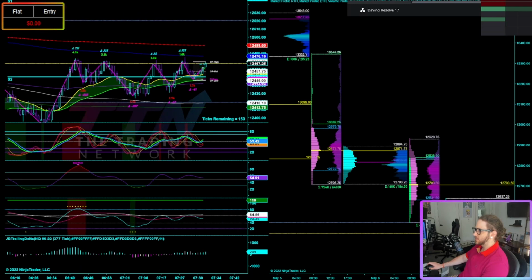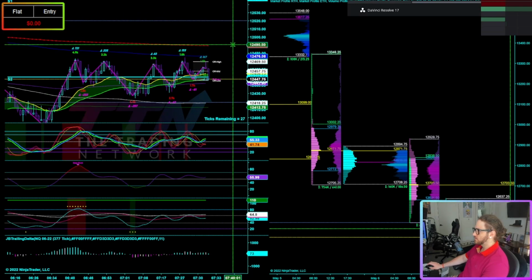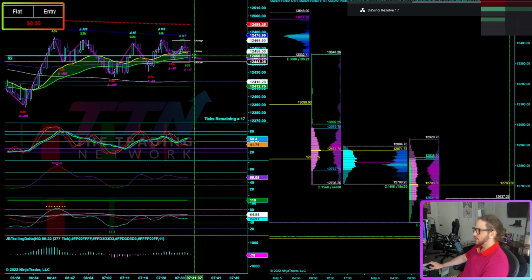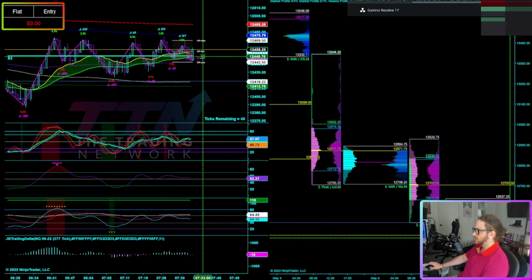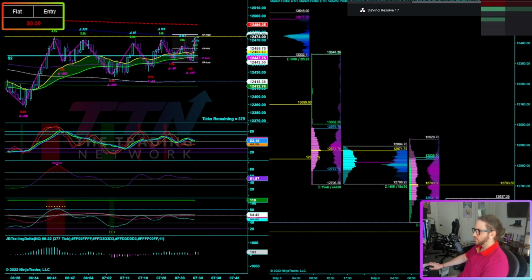We'll give it a little bit and we'll see how things go. See if I can see another setup here. Maybe a long in this area, maybe another short. We'll see how things go.